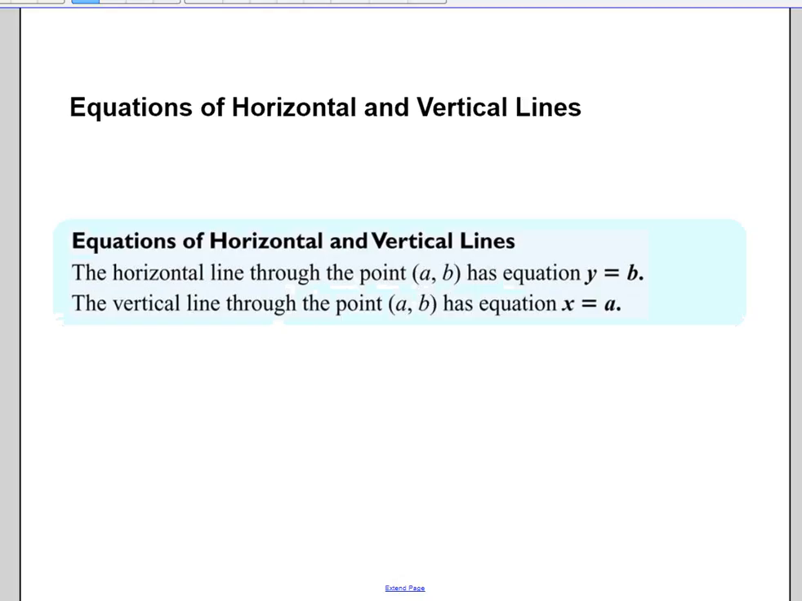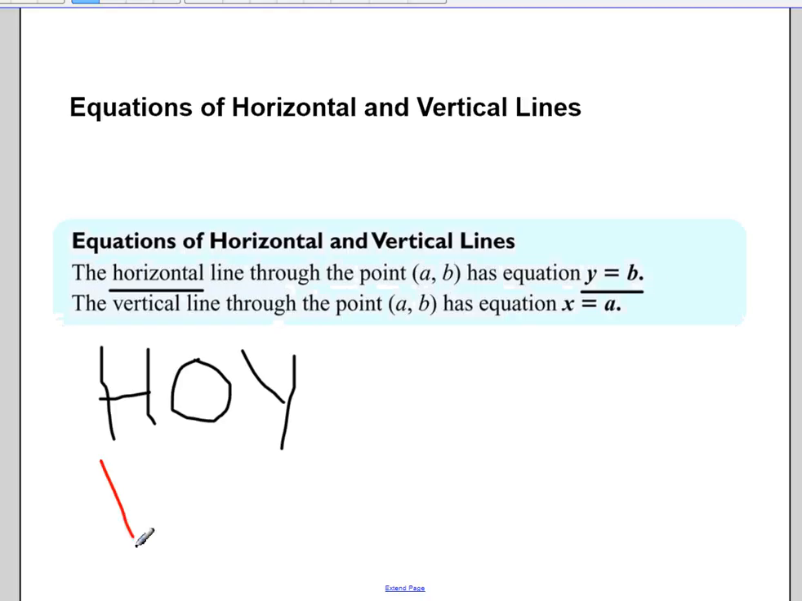We want to look at also finding equations of horizontal and vertical lines. Now remember the HOY and the VUX. The HOY stands for horizontal lines, and the slope of a horizontal line is 0, and the equation of the line is y equals some number. For vertical lines, remember VUX. V stands for a vertical line, and a vertical line has undefined slope, and the equation of a vertical line is written in the form x equals a.